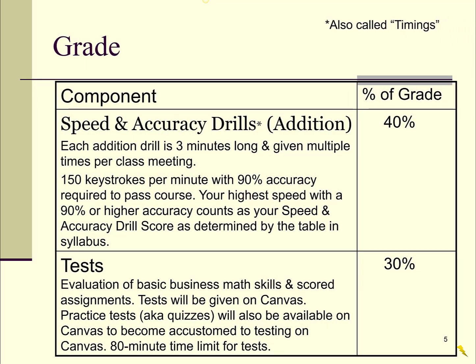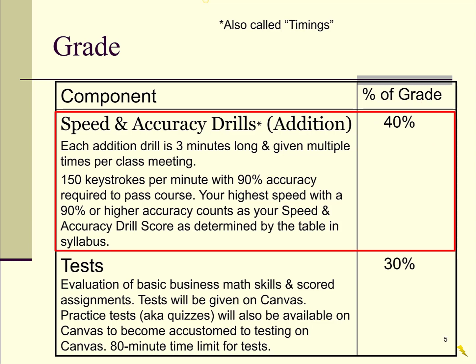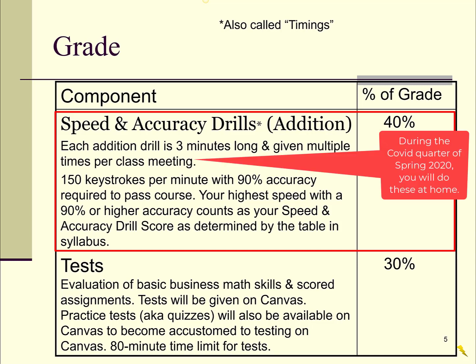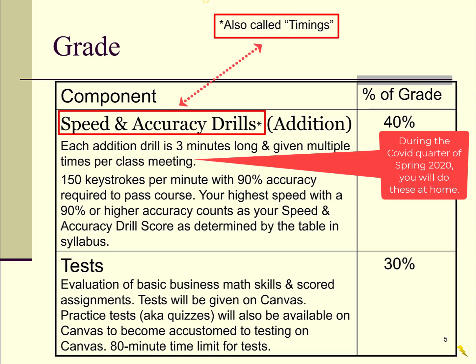Now let's look at the grading component for this class. The largest component, 40%, comes from your speed and accuracy drills. These are addition drills, and they're 3 minutes long and given multiple times per class meeting. We often call these speed and accuracy drills timings.